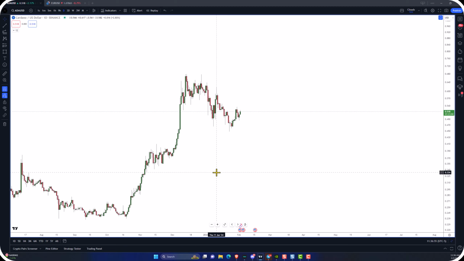Next thing we need to do is identify a move that we want to project a profit target off of. Cardano's a pretty good one to look at right now because Cardano's got a bull flag on it. This is a pretty common pattern that shows up. It's a bullish continuation pattern.